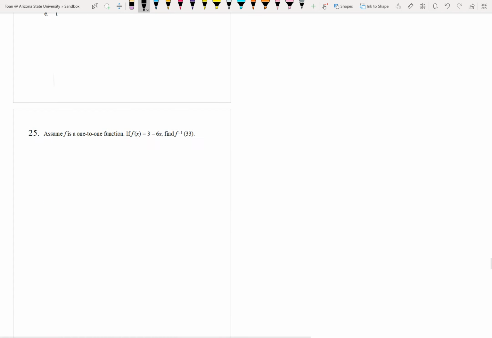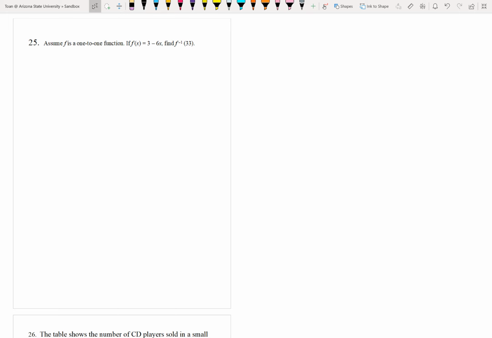Number 25 was evaluating an inverse function. So I gave you the actual equation. Technically you could have found the inverse function and then plugged in 33. But the idea is that a regular function takes in x values and spits out y values. So an inverse function does the exact opposite. It takes in y values and spits out x values. The idea is that in the relationship between a function and its inverse, these y values are the same.